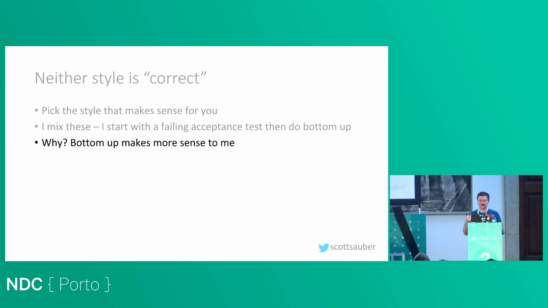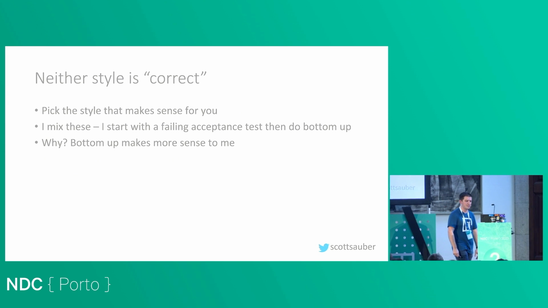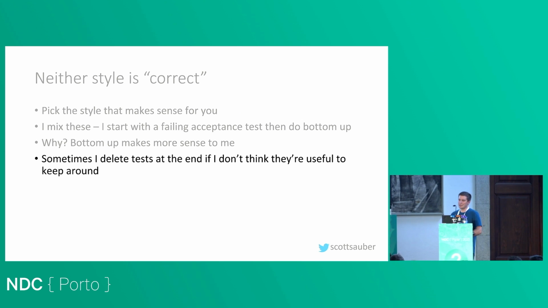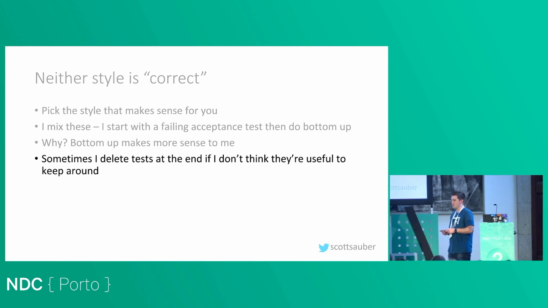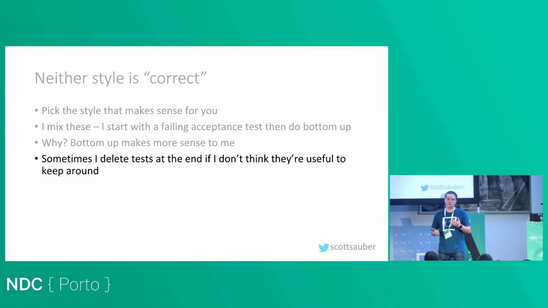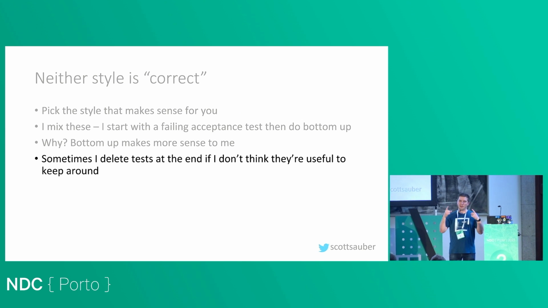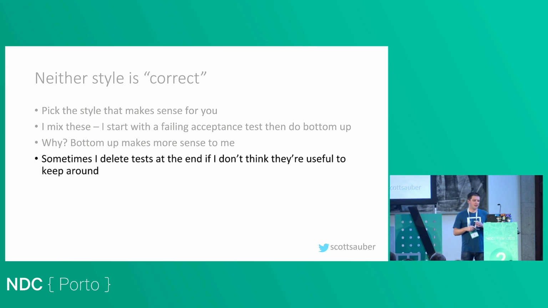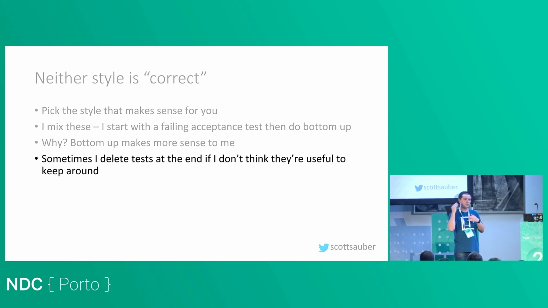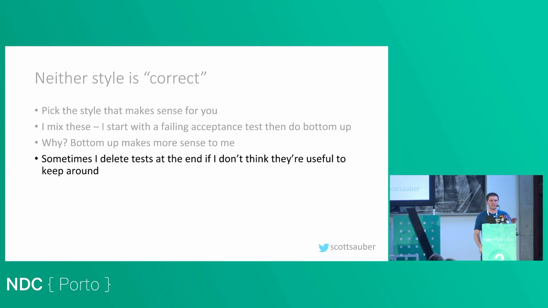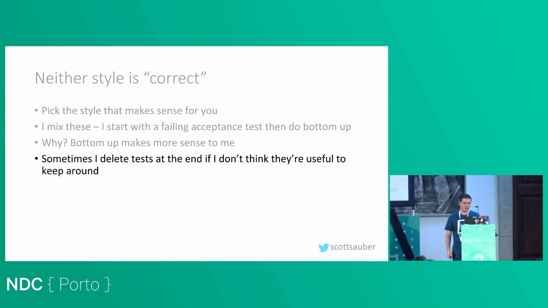The reason for that is because I think having a failing acceptance test targets me on the user's behavior, and then I work my way up from there, and bottom-up just resonates with me and makes a lot more sense to me. But sometimes I will delete the tests after I'm done at the end if I don't think that they're useful to keep around. So let's say I've got an acceptance test, and there's only a happy path for that acceptance test, there's no sad paths. The intermediate unit tests I create might not be useful because they're duplicating what the acceptance test does. So sometimes I'll delete the unit tests and keep the acceptance tests around if I don't think that they're useful.